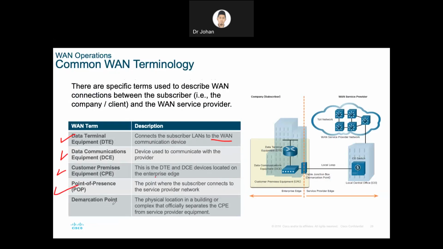Demarcation point is the physical location in a building or complex that officially separates the CPE from service provider equipment, like in this example. This is the demarcation point here. It divides the enterprise edge and the service provider. We call this the demarcation point.